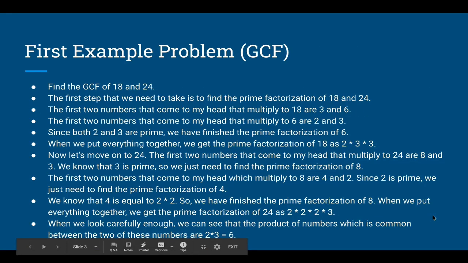Here is the first example. Find the GCF of 18 and 24. The first step that we need to take is to find the prime factorization of 18 and 24.